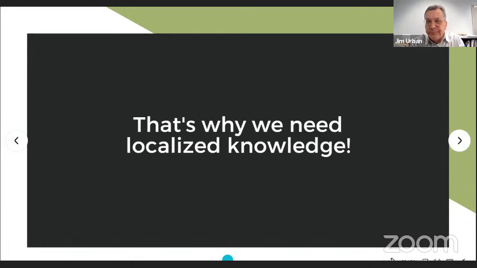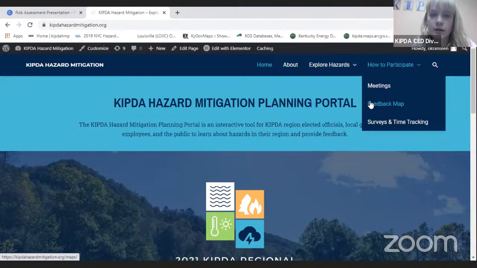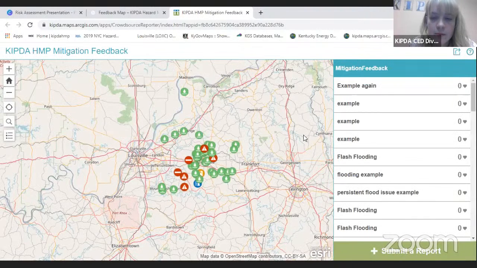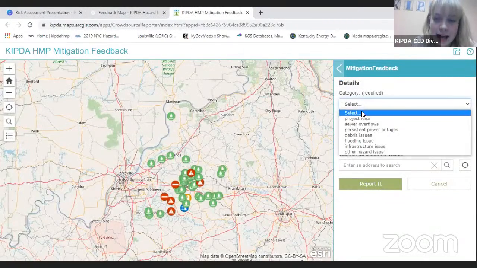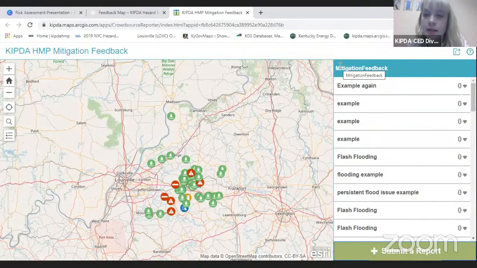We also have, Jim, our feedback map, which I would love for you to use. Let me just get out of my full screen view. On our website, kiptahazardmitigation.org, if you go to our feedback map, this is where you can put the sinkhole in and add a comment. We've had a lot of comments about flooding from Shelby County, but you can go to Oldham County, press submit a report, and select a category. So this would be another hazard issue, sinkhole, and then simply put the address or find it on the map and press report it. Then that goes into our files for data on these hazards.